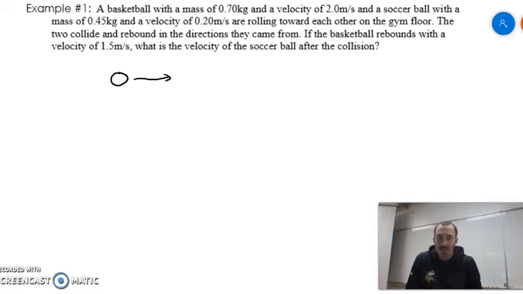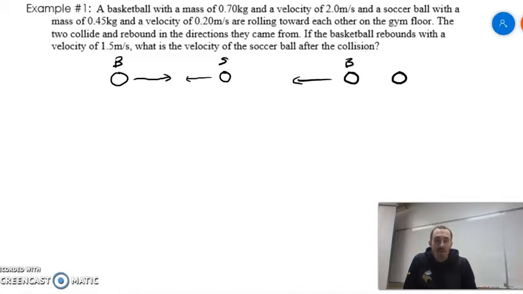So you have two balls traveling toward each other. There's the basketball moving this way. Here's the soccer ball moving this way. And they're going to collide, rebound off of each other. And it says that the basketball rebounds with a velocity of 1.5 meters per second in the direction it came from. Okay, so at the end, let's just call this basketball, soccer ball. So in the end, you get the basketball rebounding the way it came from, and the soccer ball also rebounds in the direction it came from, but we don't know how fast. So that's what we're trying to calculate here.